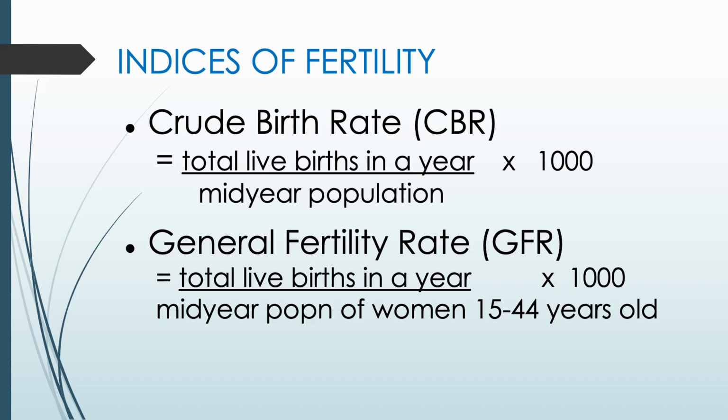So we have the indices of fertility. First, we have the crude birth rate. It is the total live births in a year over the mid-year population times 1,000. Crude birth rate is called crude because only live births are counted and the denominator is the total population, which would include children, old people, and males.